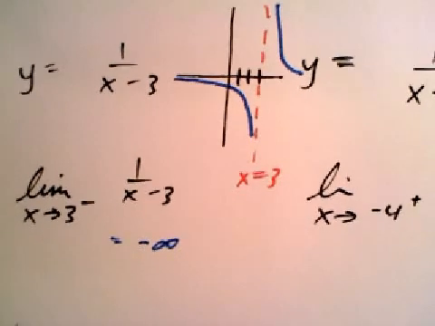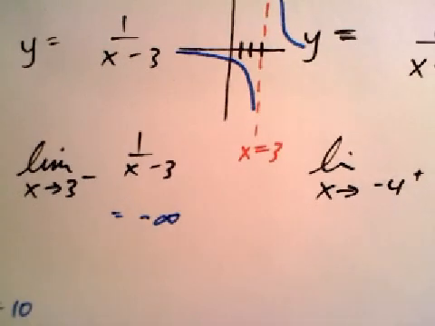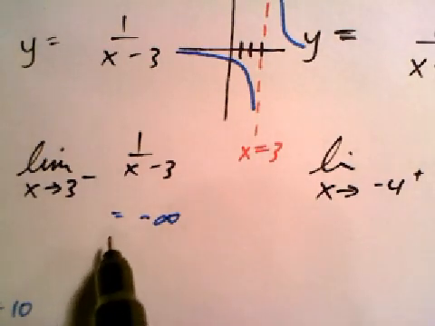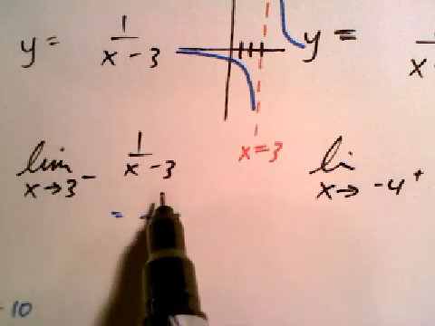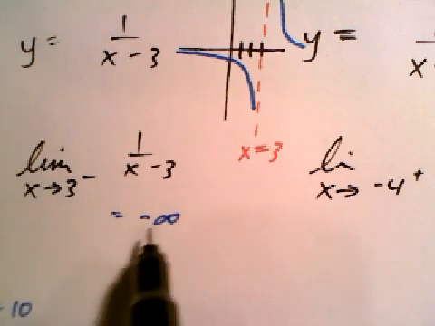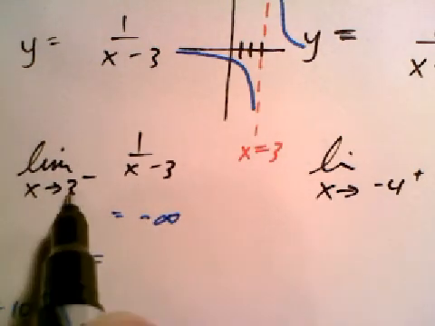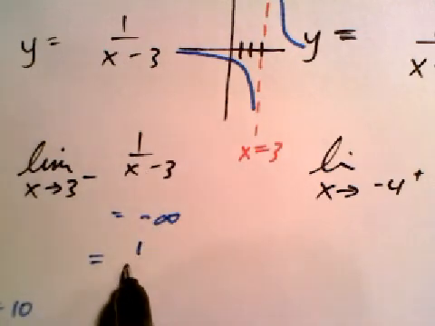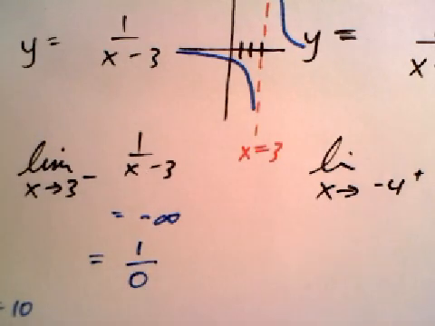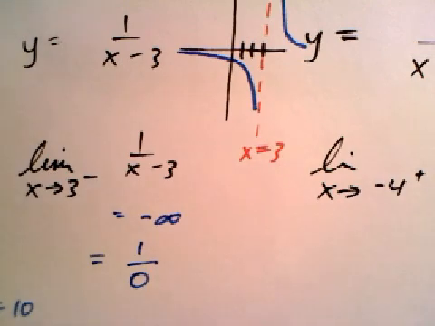Okay, negative infinity. Well, if we didn't want to draw the graph, or if we didn't know what the graph looked like, then what would we do? Well, we could do a couple things. Number one, when you replace x with 3 from the left-hand side, we get 1 divided by 0. Here's the way I would actually do this problem.